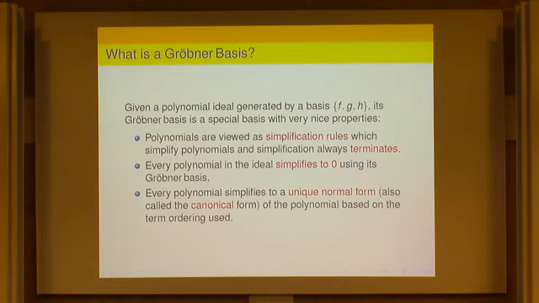And more importantly, every polynomial has a unique normal form, a canonical form. And again, you use all these things with the term ordering. So the unique normal form for every polynomial in the ideal is 0. And others basically are the quotient structure that you define by the ideal, and things which are equivalent have the same normal form modulo the ideal.